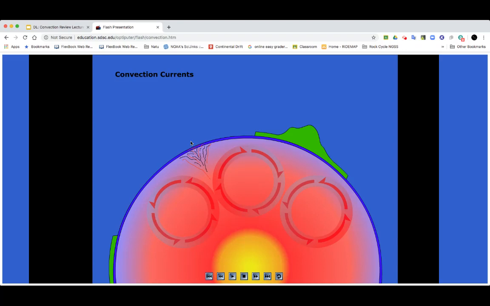Now we're going to learn everything about the theory of plate tectonics starting next week, and this was paramount to your understanding. It is not the last time you're going to see this. This is just a nice little preview.